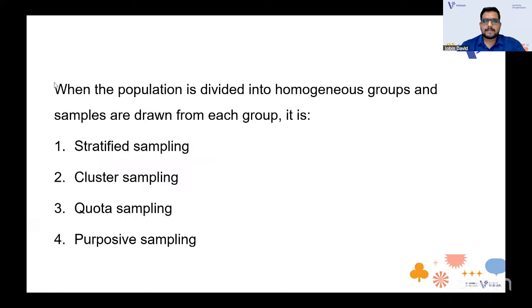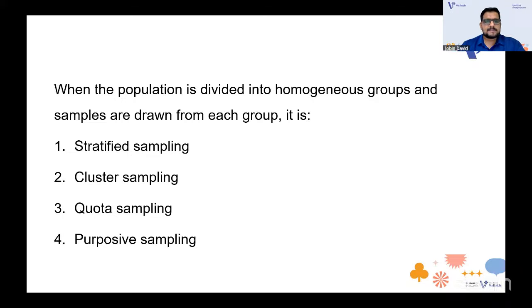So next one. When the population is divided into homogeneous groups and samples are drawn from each group, it is what? Stratified sampling, cluster sampling, quota sampling, or purposive sampling? We should read the question: divided into homogeneous groups, and then the samples are drawn from each group. It should be very clear. There will be a short question from the sampling part. Last time they didn't ask, but this time we can expect a question from the sampling part.